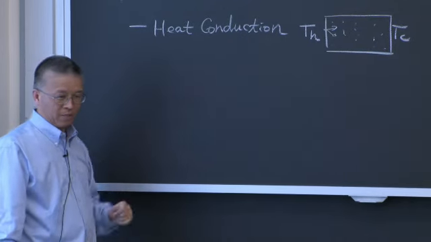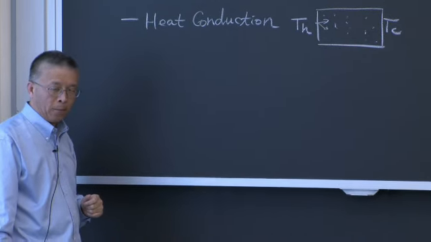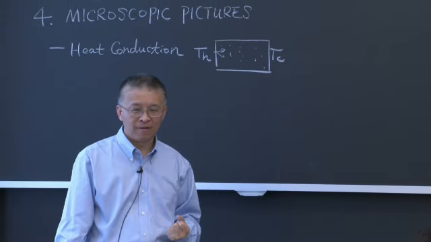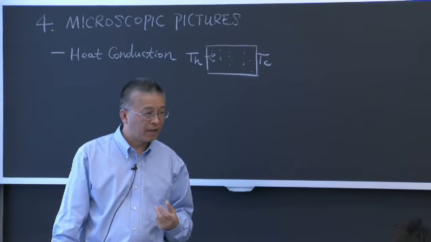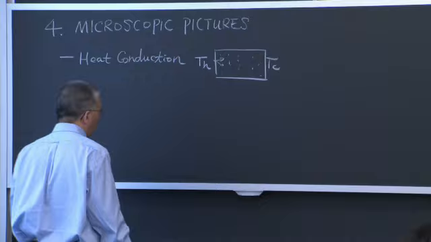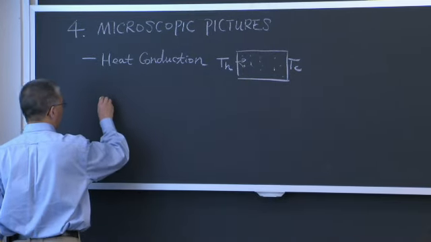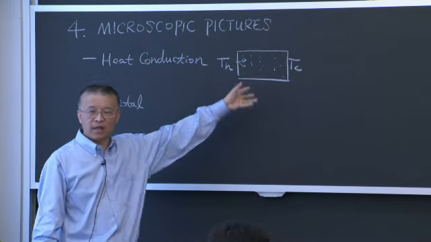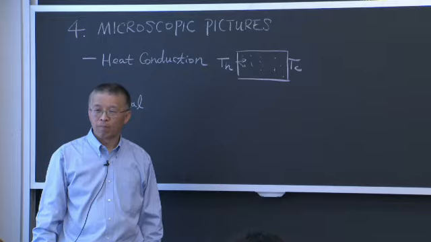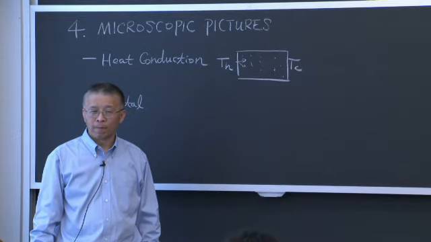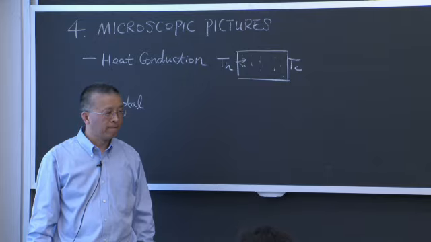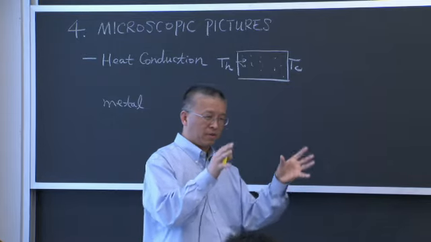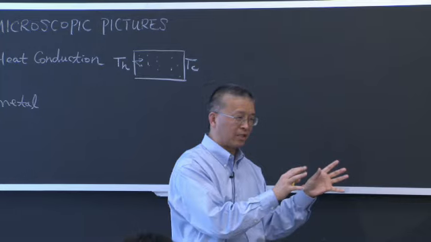Now, this is a gas molecule. What about metal? What carries heat in metal? Electrons. So I put the metal, and what's the transport picture? One side is hot, the other side is cold. So that's the picture.